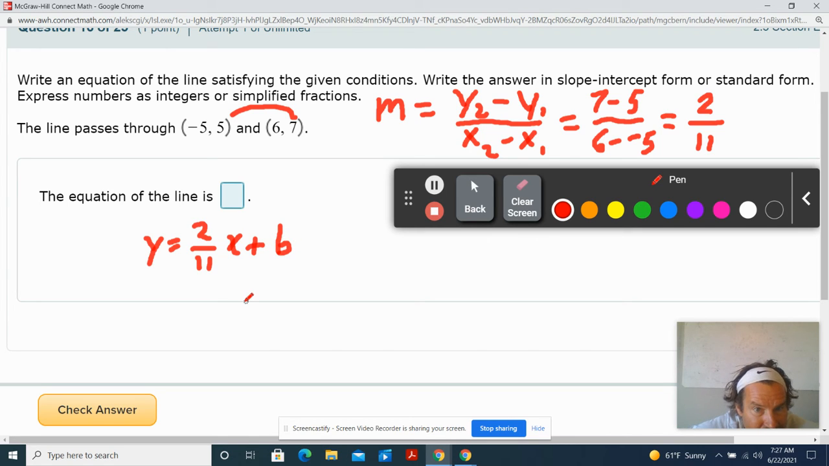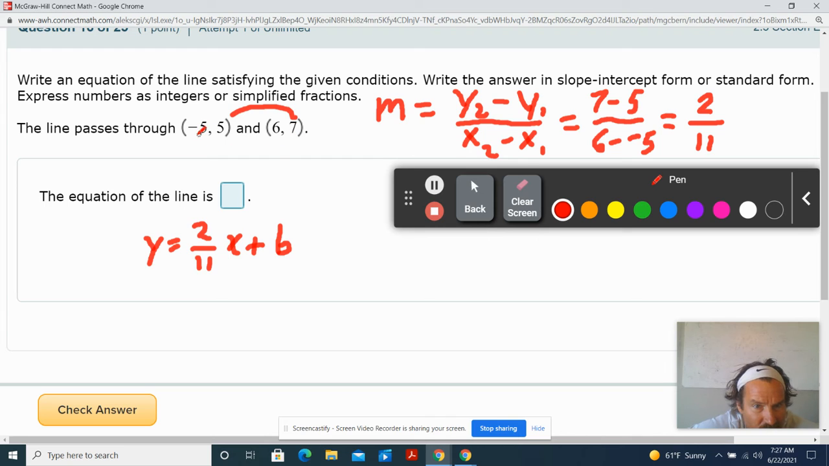Okay, now you don't know what b is. You don't know what that y-intercept is. But similar to the last problem, you do have an x and a y. Actually, you have a pair of x's and y's. So you have a choice here: you can plug in negative 5, positive 5 for x and y, or you can plug in 6, 7.